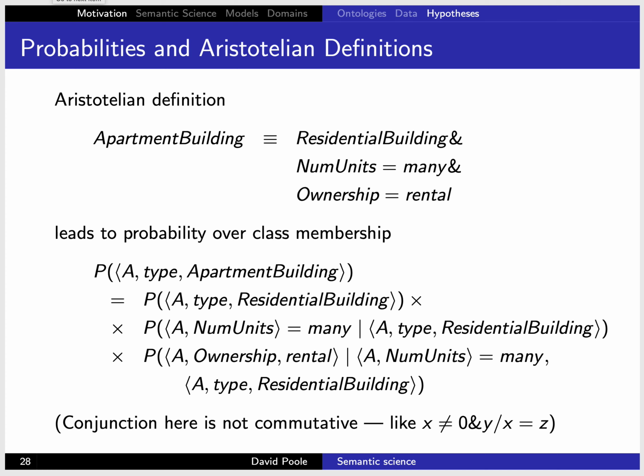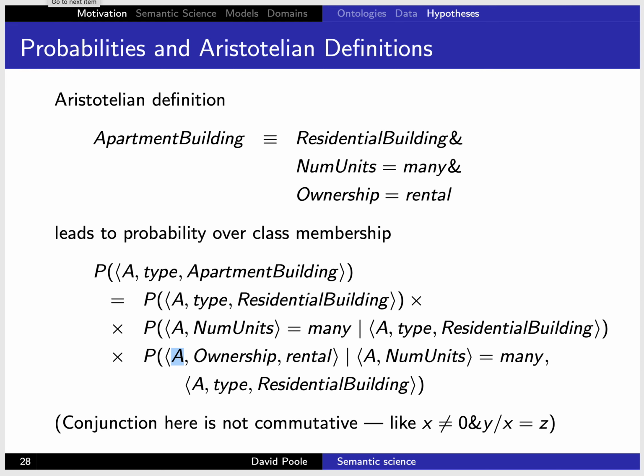Okay, so that's how we're going to use Aristotelian definitions. Aristotelian definitions are going to correspond to random variables when we have a particular object, and they're going to give this definition. So in some sense, we've reduced classes to properties and property values, and now property values become random variables. And that's how we're going to introduce classes together with probability theory.